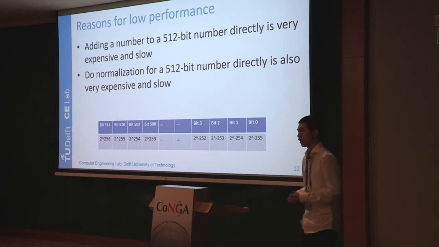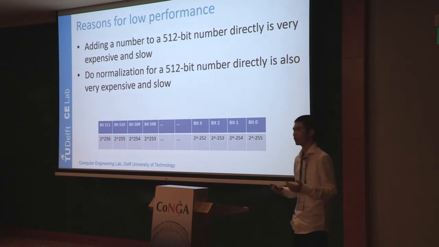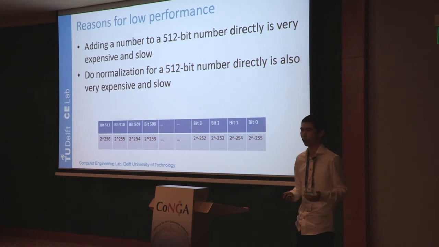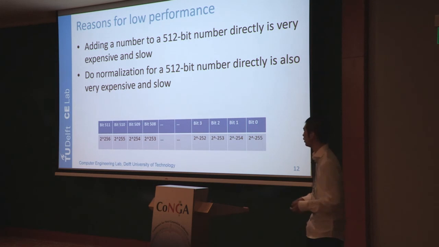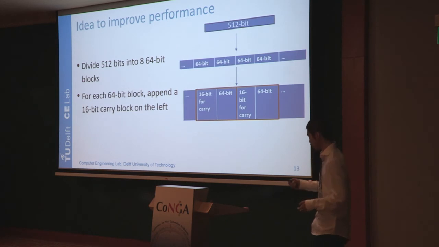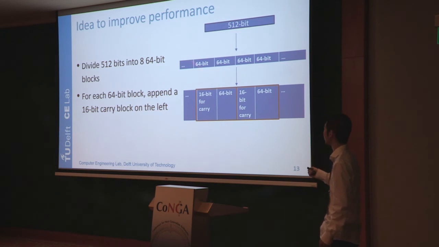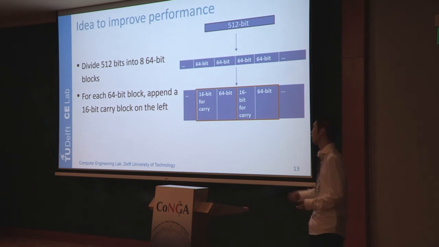Well, but if I implement it directly, the performance will be pretty low, because doing the addition and the normalization for a 512-bit number is very expensive and slow. So I got some ideas to improve it. First, I cut the 512-bit number into some 64-bit blocks, which means there will be 8 of these blocks.